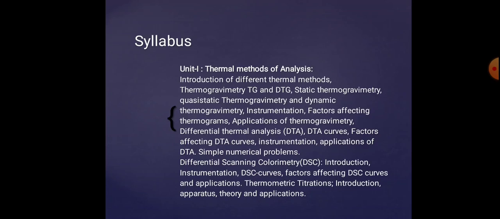So let's discuss the syllabus. In unit first, the thermal methods of analysis are discussed. Four different types have been mentioned. First is thermogravimetry, TG, DTG, DTA and DSC, and their factors, applications, etc. So let's start with thermogravimetry and DTG.